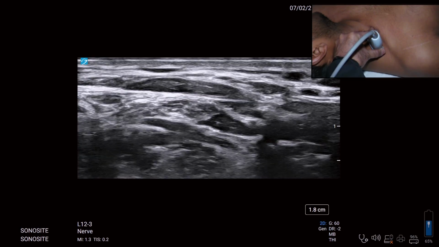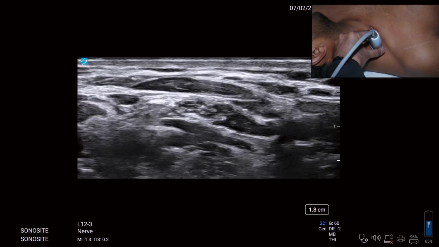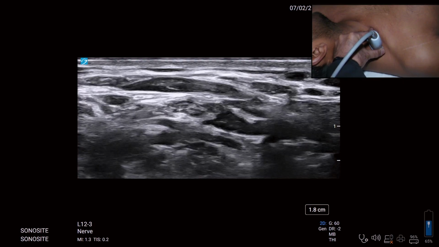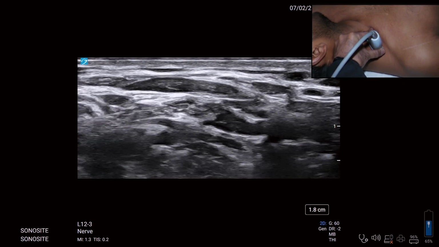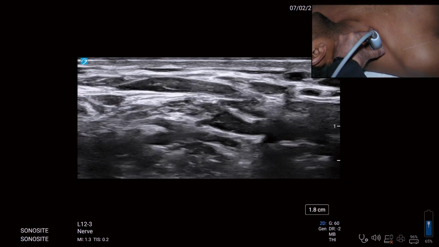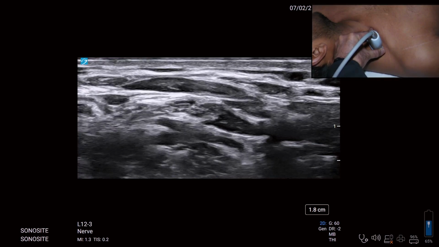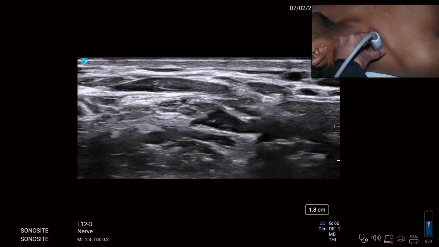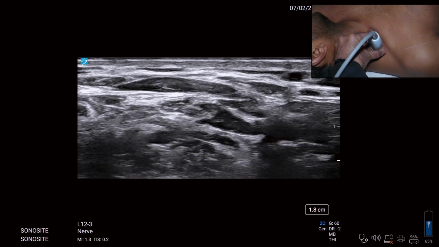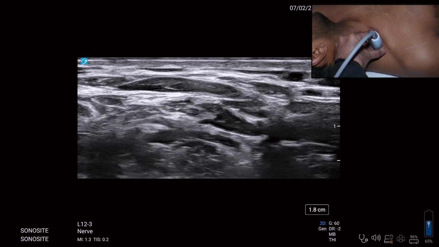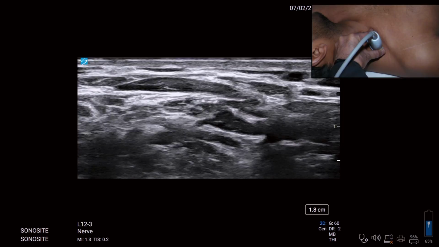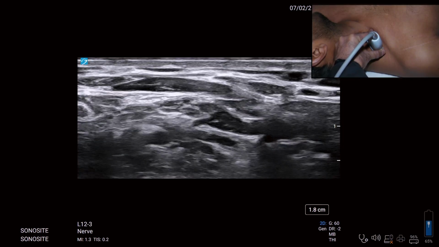Can you see a vessel coming in between? What is that vessel? Dorsal scapular artery. The transverse cervical artery is seen at the level of the ventral rami in the interscalene groove. This represents the dorsal scapular artery. So initially when I was going up, high in the neck, what was happening? I was not able to visualize this vessel. So the key to success is to move slowly.